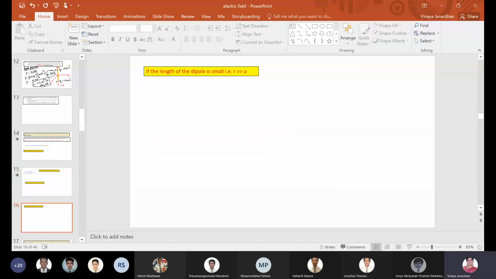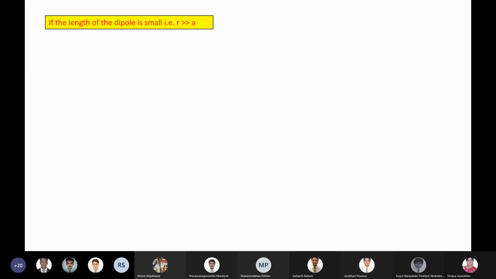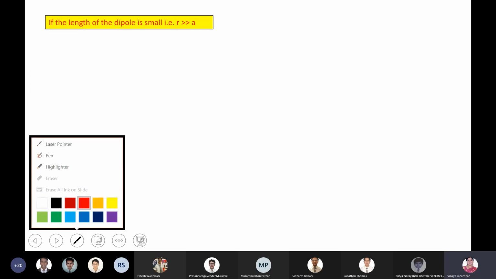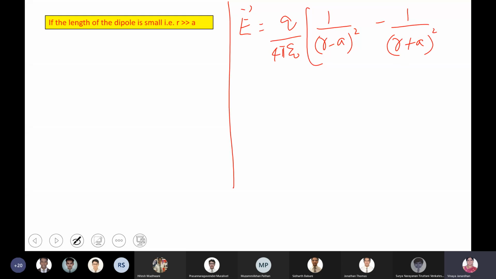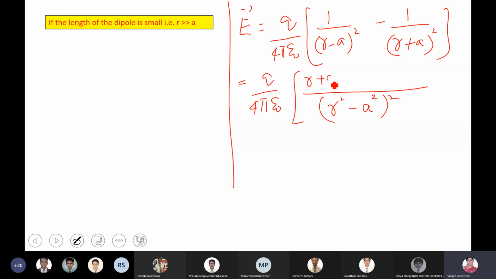Okay, now the E vector will be equal to Q by 4 pi epsilon naught into 1 by (R minus A) the whole square minus 1 by (R plus A) the whole square. So let me take Q by 4 pi epsilon naught into the denominator (R square minus A square) the whole square, correct boys? And the numerator (R plus A) the whole square minus (R minus A) the whole square.